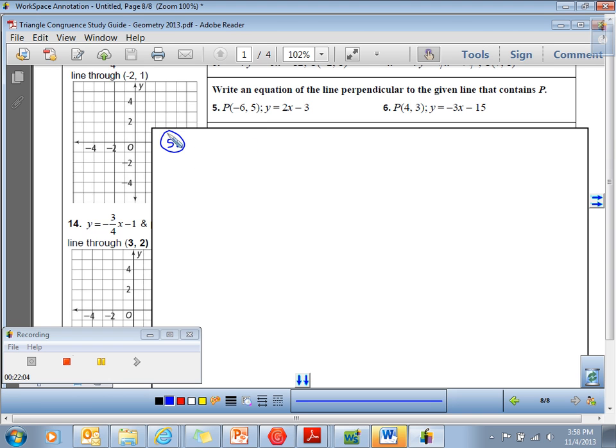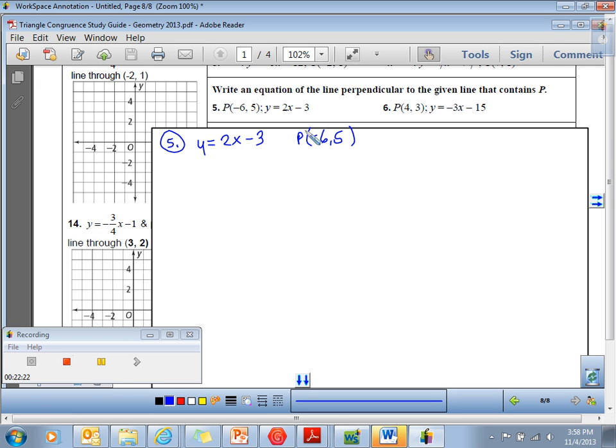Okay, number 5 says, write an equation of the lines perpendicular to the given line that contains P. Okay, so your line is y equals 2x minus 3. And the point P is negative 6, 5. If you look in your notes, this is slope-intercept form, right? And what about point-slope form?